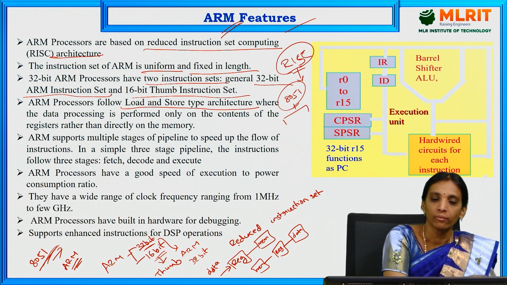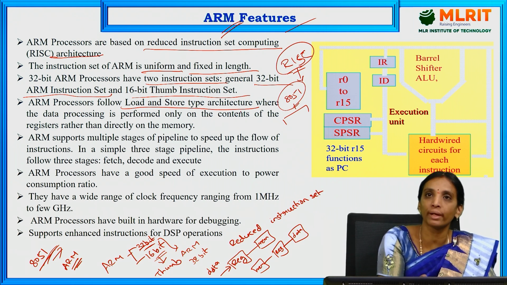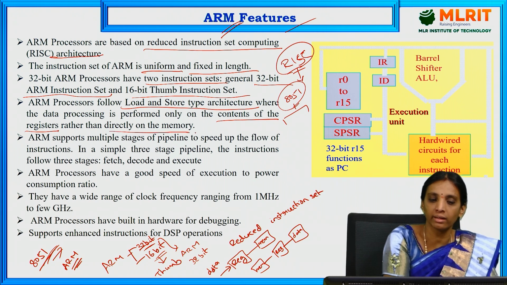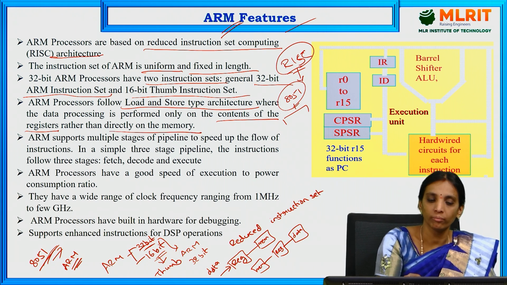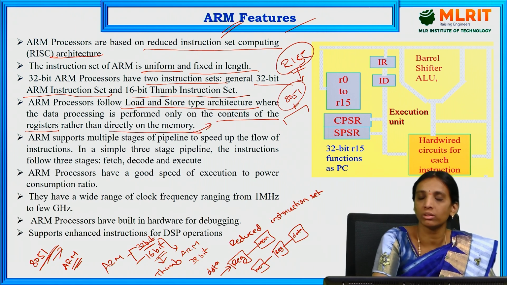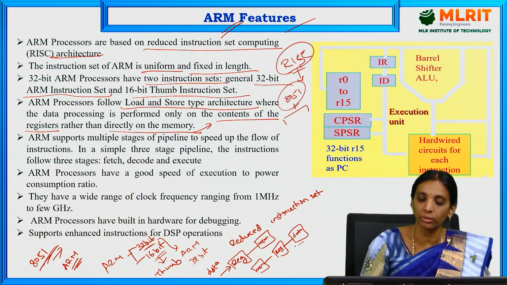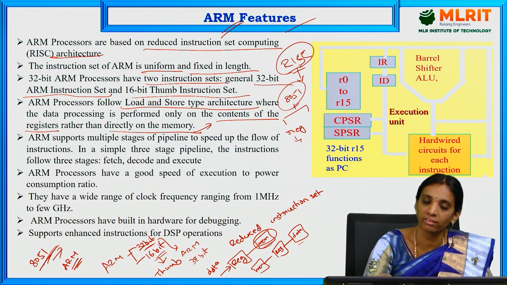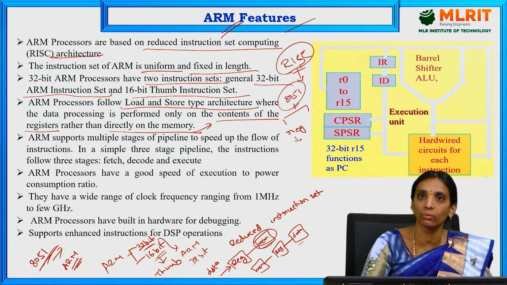So the ARM processors follow the load and store type architecture, which is used for transferring the contents of registers rather than working directly on the memory. Instead of copying directly to the memory, in the ARM processor we use registers as the memory locations for storing the data.